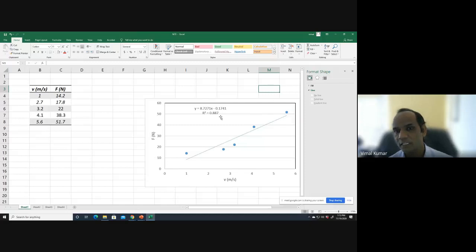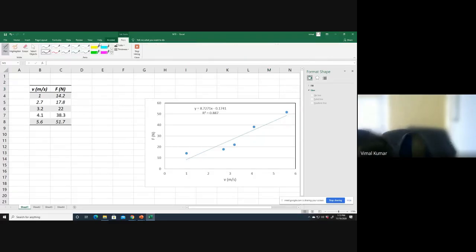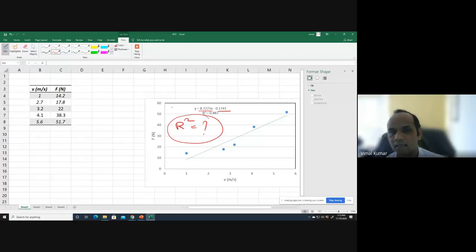Now my question here is: how is this value coming, how does this value arise, and what is this R square actually? How is this R square being calculated? How was this equation developed?